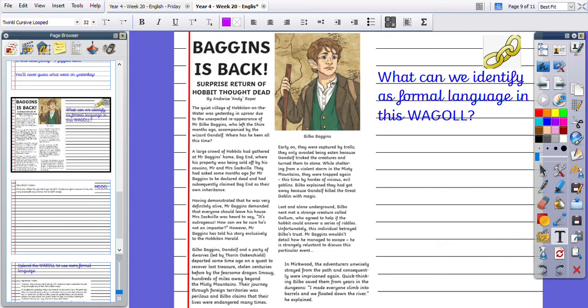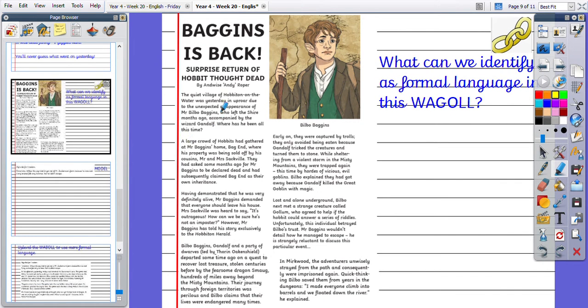So, looking through that wabble, can you find any formal language, and in particular any vocab we might want to magpie for when we write our newspaper article about Wilbur? Okay, so pause the video and make a list of vocab.